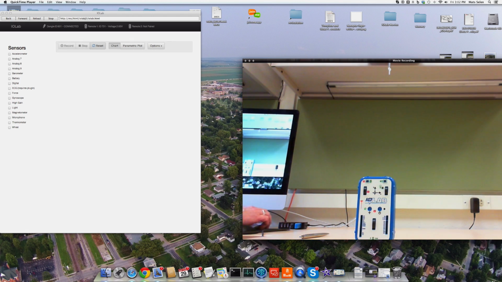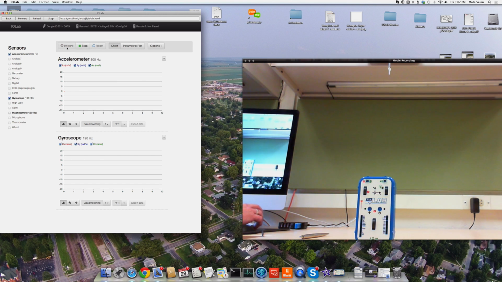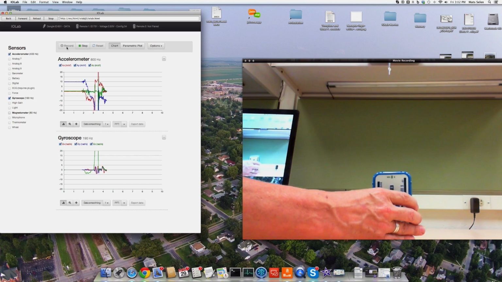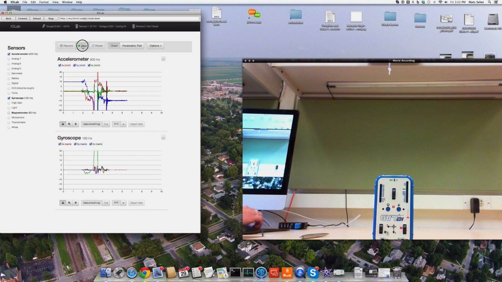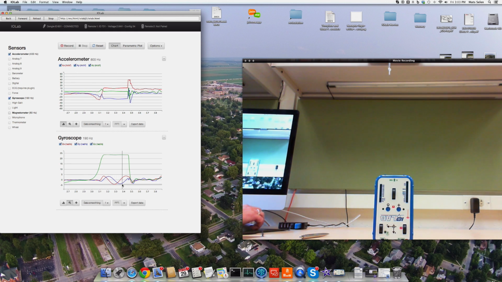Okay, and so let's see what happens if I turn on the accelerometer and the gyroscope, and I do that one more time. So I'm going to turn this on. Okay, so let's stop that. Let's zoom in on the data over here. So we'll look at that.